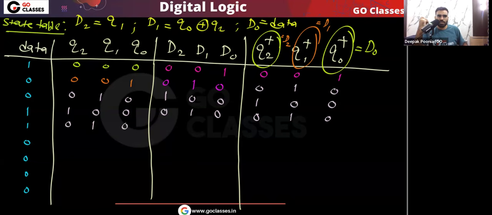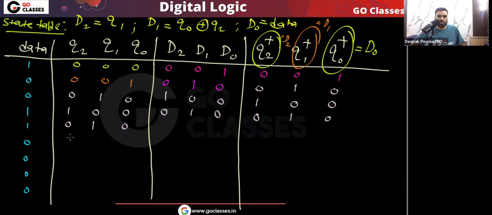Correct? Okay, this is how the circuit is going through. So you can see initially this was the present state of the circuit, and data input was 1. So the next state will become 0, 0, 1. Now in the next clock cycle, the data input is 0, and this 0, 0, 1 will become the present state. Then the next state will be 0, 1, 0. Now in the next clock cycle, this data input is 0, and this 0, 1, 0 will become your present state. Now the next state will be 1, 0, 0.